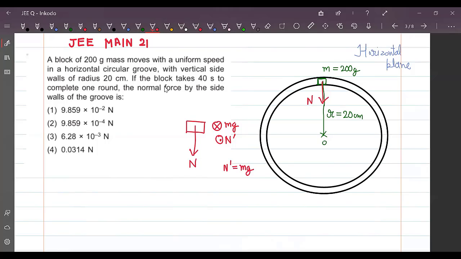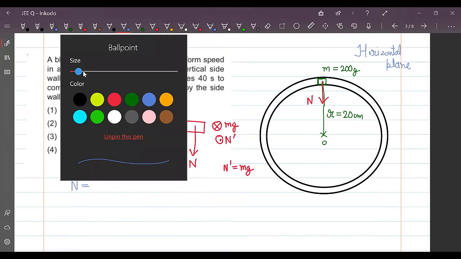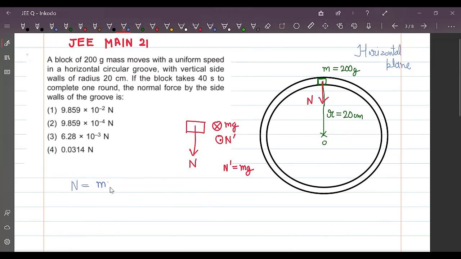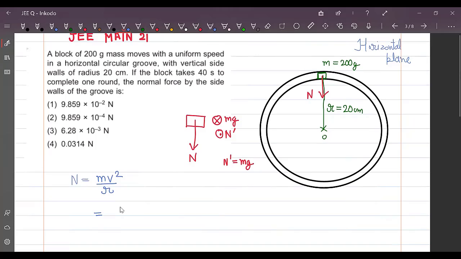But they have asked the normal force by the side walls of the groove. That will be N. And this N will be responsible for the circular motion. So N will be equal to mv squared by r. So mass is known, 200 grams, and I need to convert it into kg. So 200 grams will be 0.2 kg.